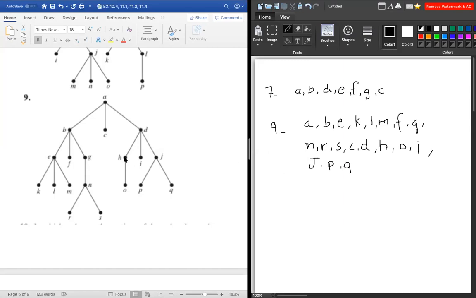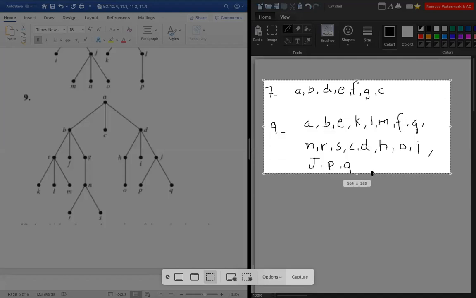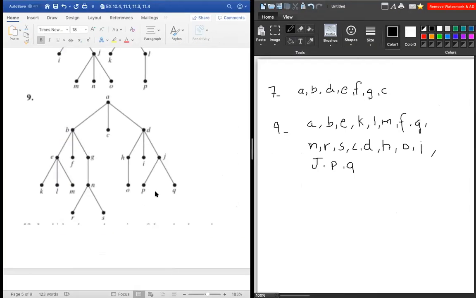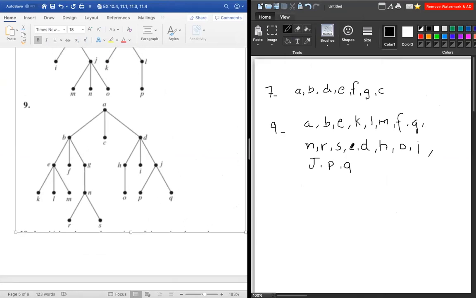It's a lot of nodes here, but the important thing is we first visit the root A, and then we go all the way to the left, and then we visit the right. So A, B, E, K, L, M, F, G, N, R, S, C, D, H, O, I, J, P, Q. Wait, we don't count the C and the one after that? Sorry, which one? The C. The C is after S. Oh, okay, never mind. Yeah, this one.